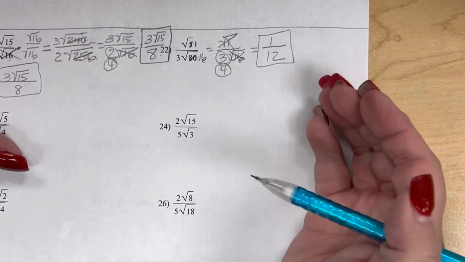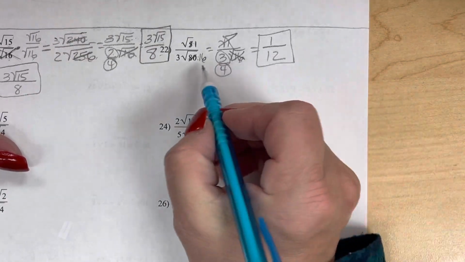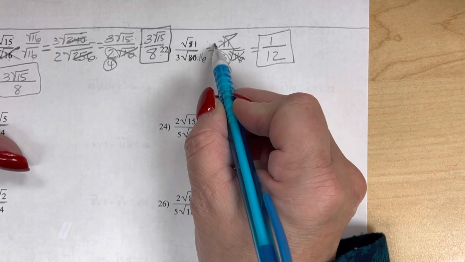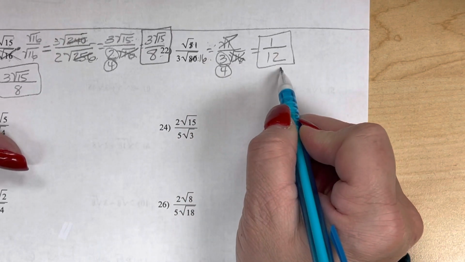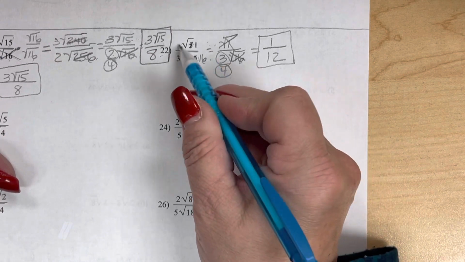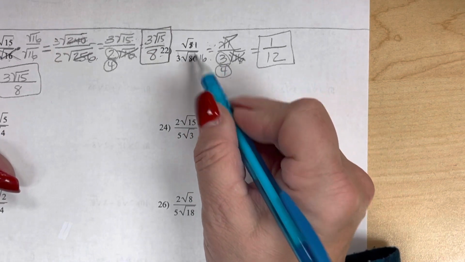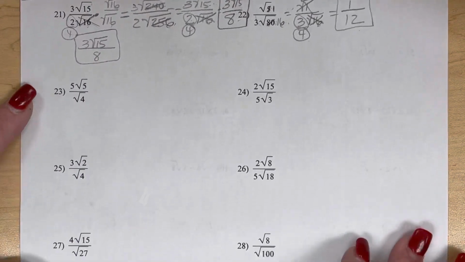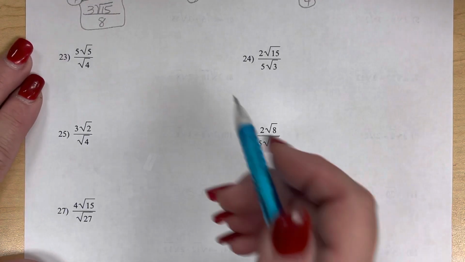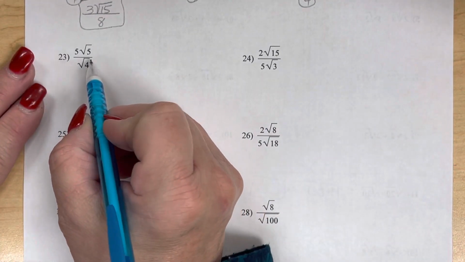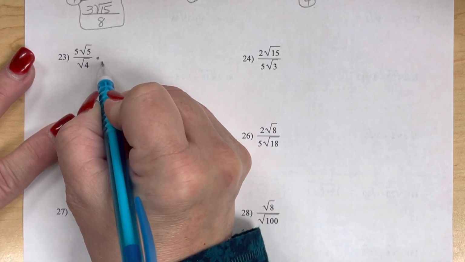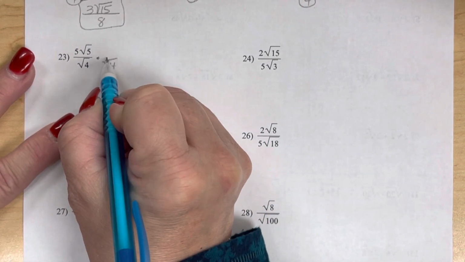Now, if you didn't catch that right away, you could still go ahead and go through the steps of multiplying by square root of 80. You would have eventually gotten here. But if you can take care of it and rationalize that first, it just makes it a little bit easier, okay? I'm going to do one more with you because I know division is a little difficult. Okay, so when you take a look at this, you have 5 square root of 5 over square root 4. Okay, I'm going to multiply by square root of 4.